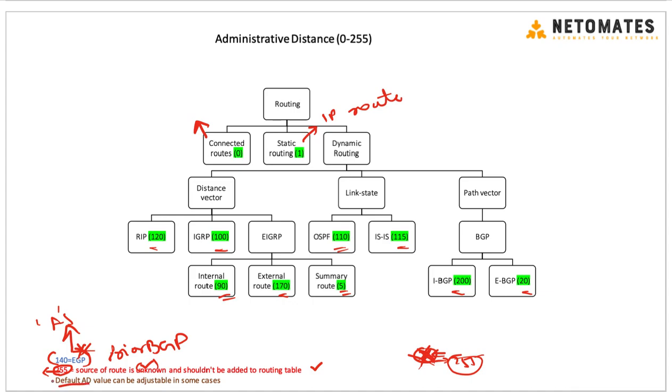These are all the default AD values. In some cases we can tweak these values, which is an advanced topic, but you can just remember that all these values are default AD values. Some of them we can change, depending on the topology and scenario. For 255, I just want to add a correction. When you add a route with an AD value of 255, it won't be added to the routing table. So the router does not know anything to do with those packets because the route is not in the routing table.